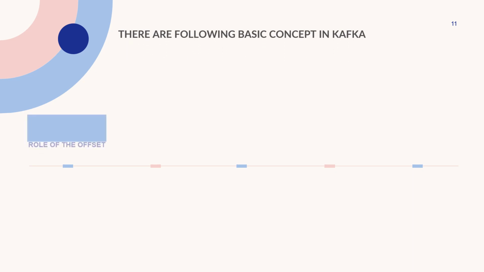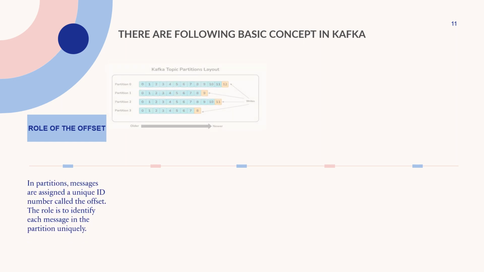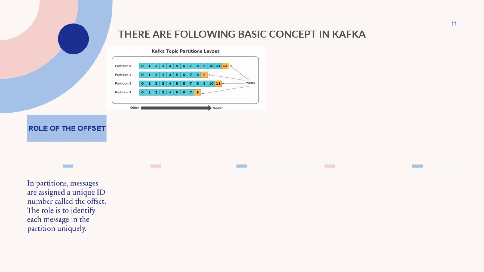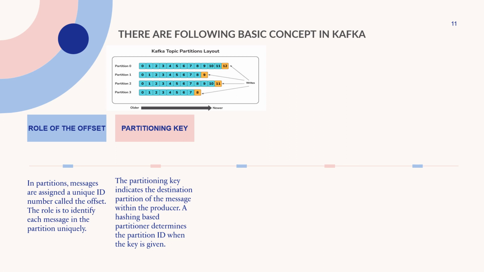First is the role of the offset. In a partition, messages are assigned a unique ID, as we saw in the picture. That unique ID number is called the offset. Its role is to identify each message in the partition uniquely. Second is the partition key. The partition key indicates the destination partition of the message within the producer. A hashing-based partitioner determines the partition ID when the key is given.